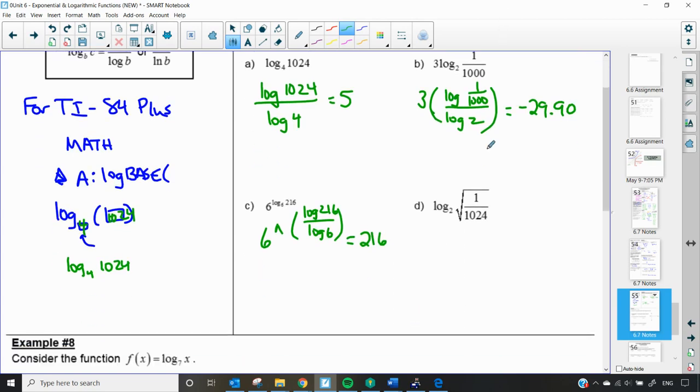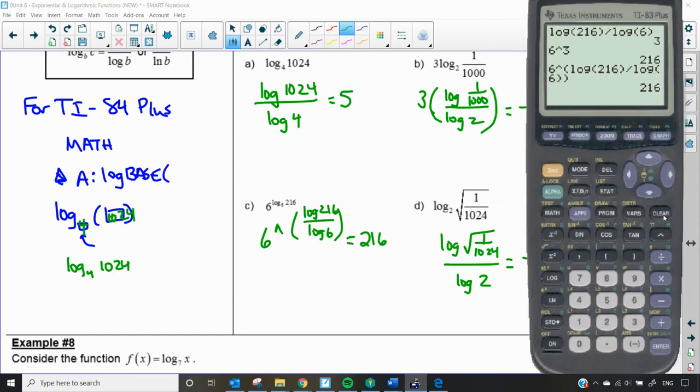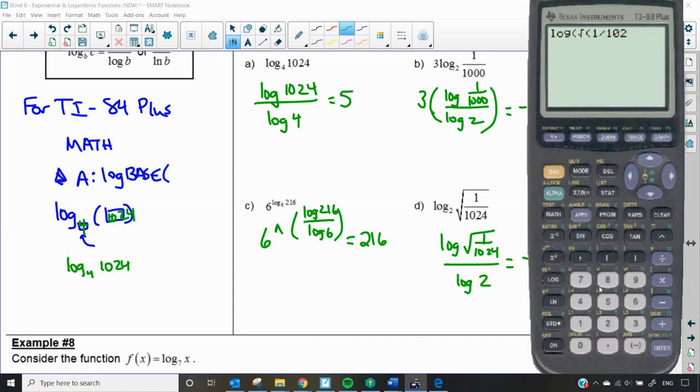Now for our last example here, we have log base 2 of the square root of 1 over 1024. So we can go log of root 1 over 1024 divided by log of 2. And putting that on our calculator, we should get negative 5. So let's check it out. So we've got log of root 1 divided by 1024, close your brackets, divided by log of 2.